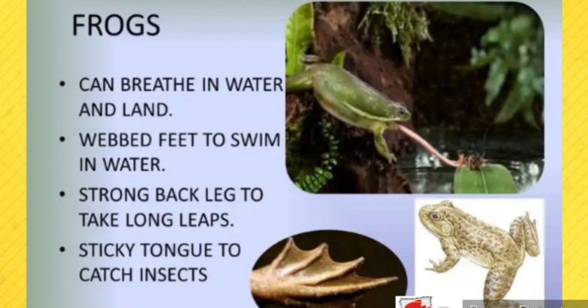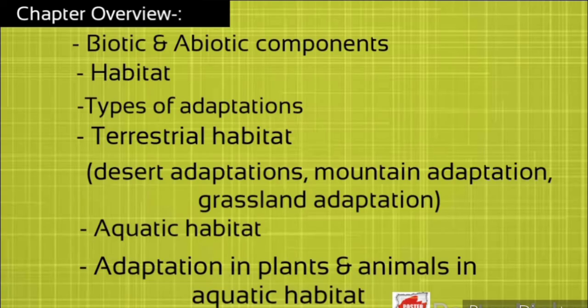So in this video, what all things have we studied are, we have studied about what is a habitat. Then it contains the biotic and the abiotic components. Biotic is living and abiotic is non-living. Then we have studied about the terrestrial habitat, the animals and the plants which are in the terrestrial habitat, their adaptations. Then we have studied about the aquatic habitat and the plants and animals living there and their adaptations. So this is all about what we have to study in this chapter.